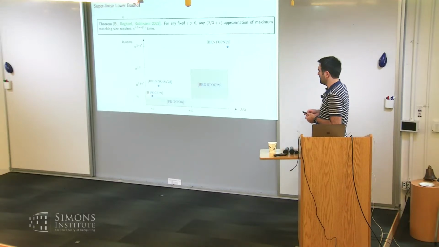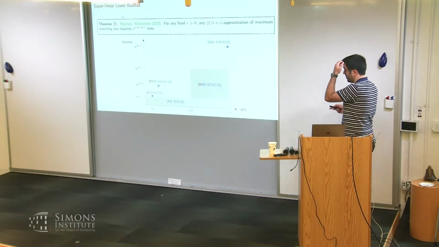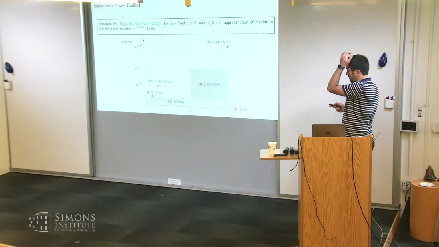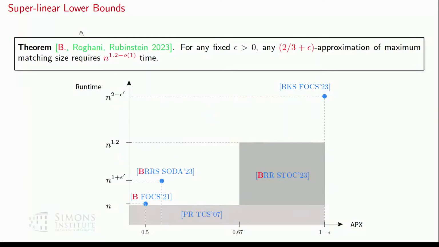Okay, so what do we get? This is a theorem we proved with Mohammad and Aviad at this past STOC. We showed that for any fixed positive epsilon, any better than 2/3 approximation of the size of the maximum matching in the adjacency list model requires n to the 1.2 time. So this is superlinear in n.